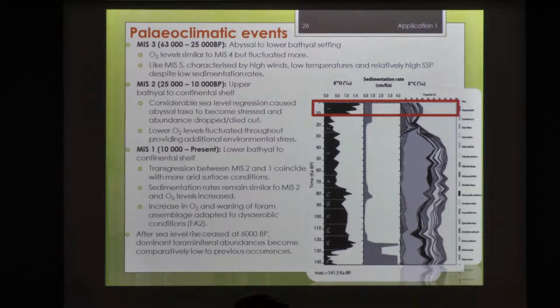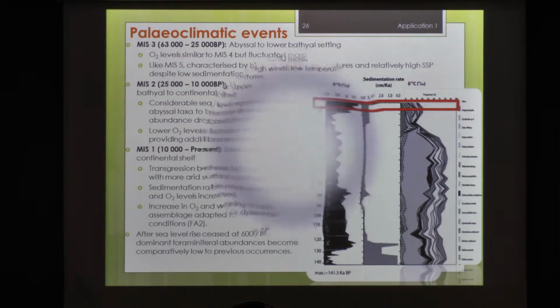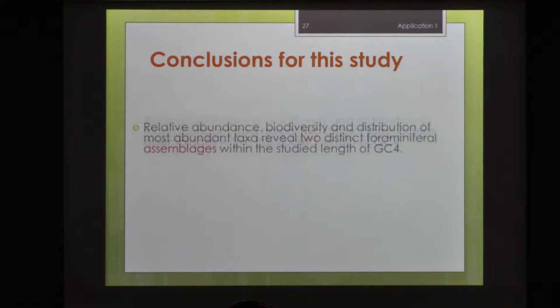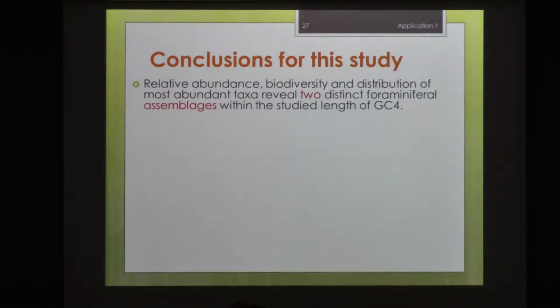And this increase in oxygen caused foram assemblage 2, which loves low oxygen conditions, to also get stressed and die out. Well, not die out completely, but they certainly reduce in numbers. So after sea level rise stopped at around 6,000 years BP, the dominant foraminiferal abundances in this region are comparatively low to previous occurrences.